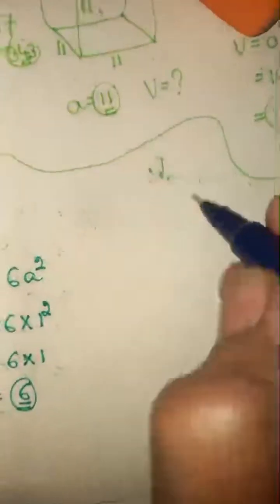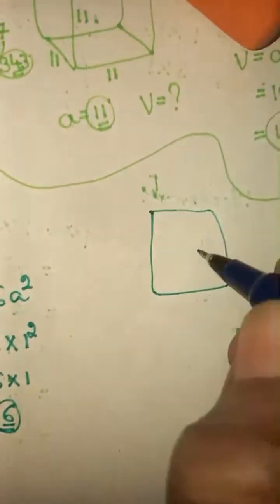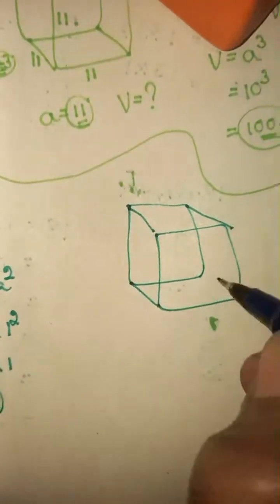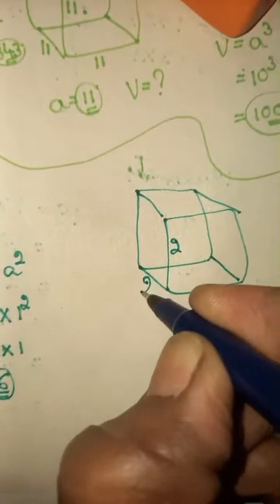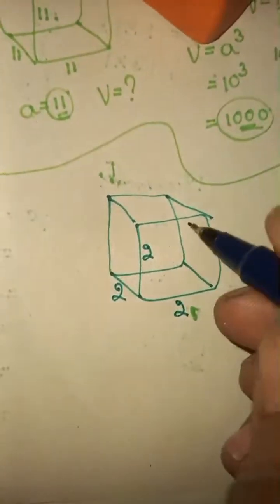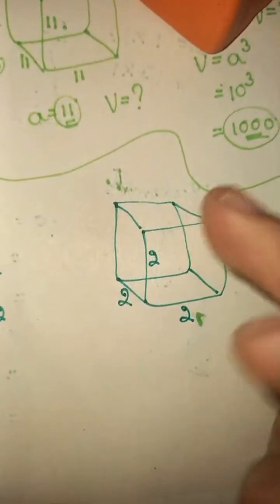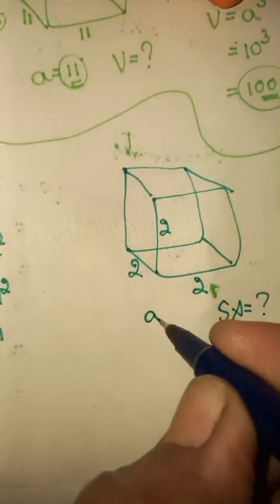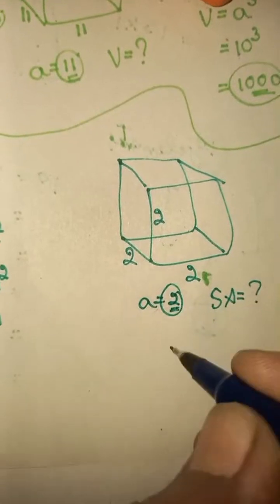Let's take the surface area of the next cube. In this cube, they have given all the edges of the cube as 2 units. When all edges are 2 units, you need to find out the surface area of all 6 faces. So let's find out what's the surface area. Edge length is 2 units.